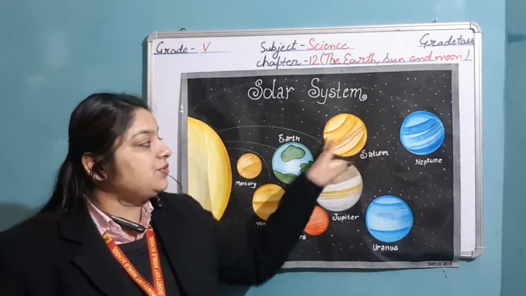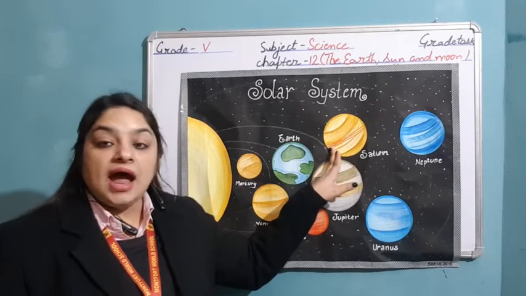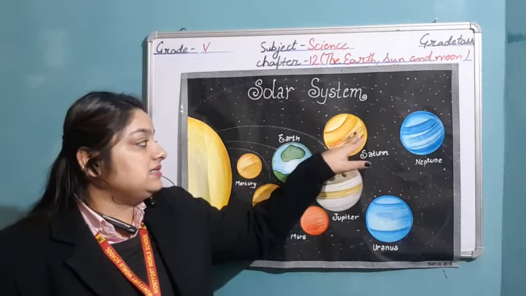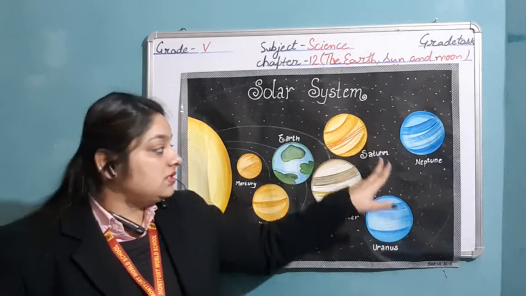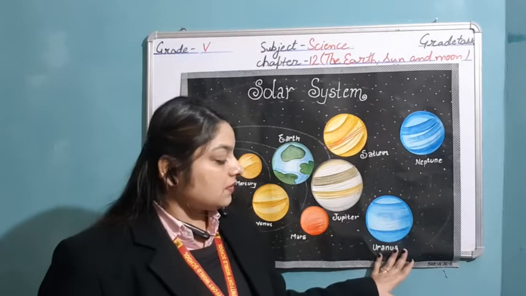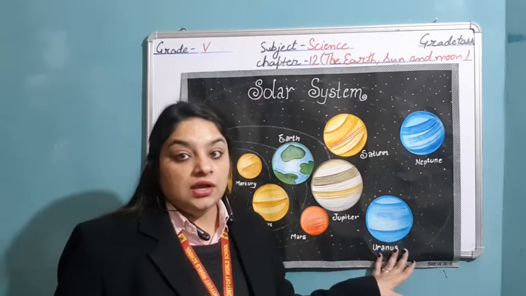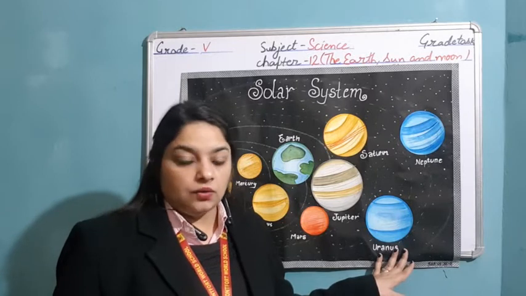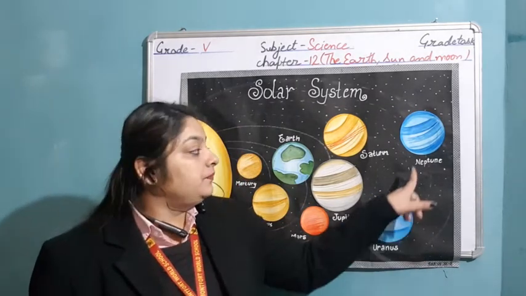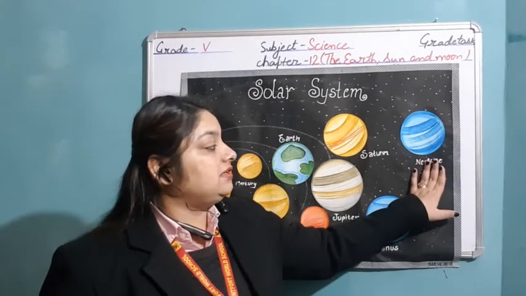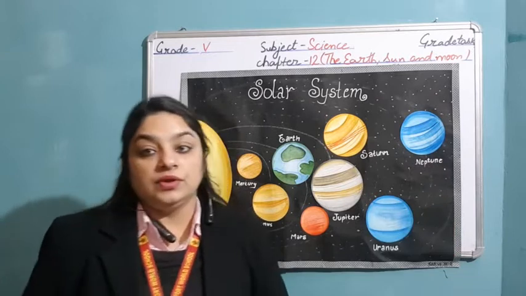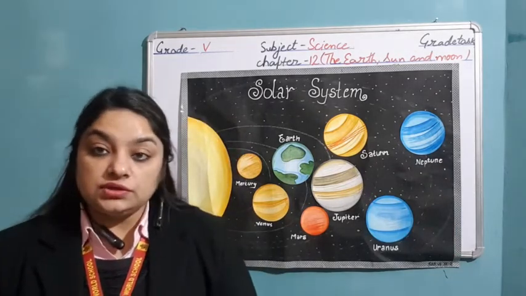Saturn has 3 ring-like structures around it, and these rings are made up of gas, ice and rocks. Next one is Uranus. Uranus is the coldest planet among all, and that's why we call it the ice planet also. It is present on the 7th number, and the 8th and last one, the farthest among all, is Neptune. So this was all about the solar system.